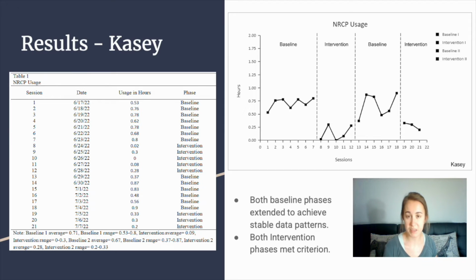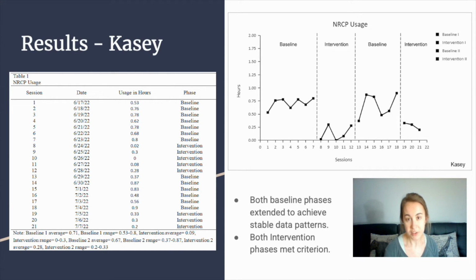However, I did meet our criteria of making our NRCP usage 50% or less of our baseline data. And so I did meet our criteria. However, due to our group contingency, not all of our members met that criteria. And so unfortunately, I was not able to access reinforcement for that phase.